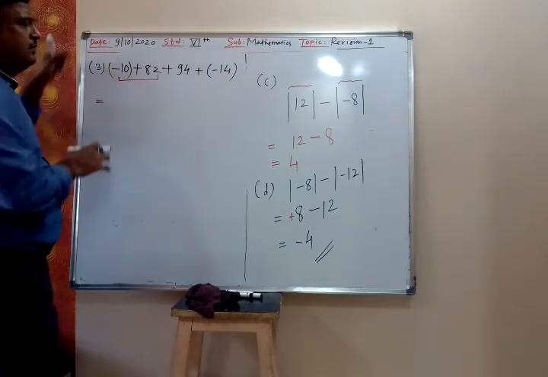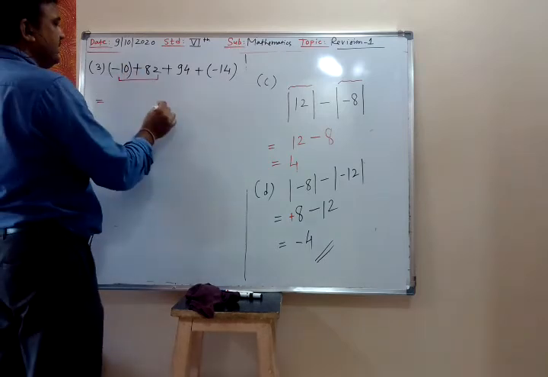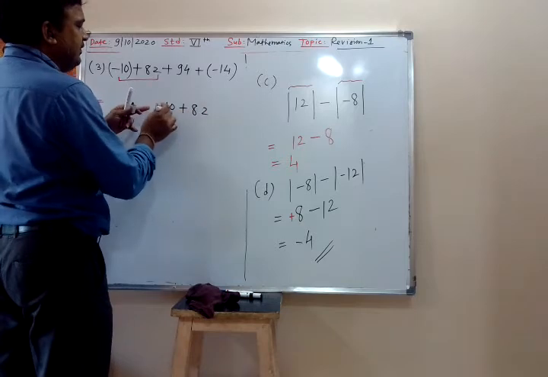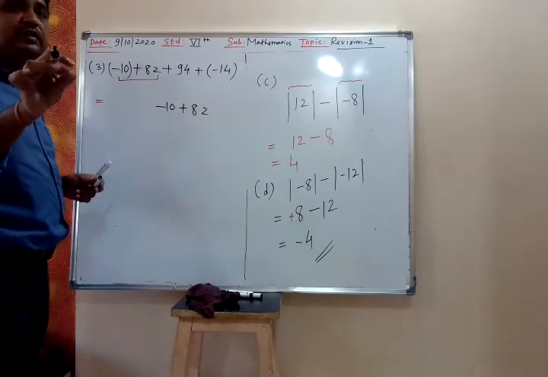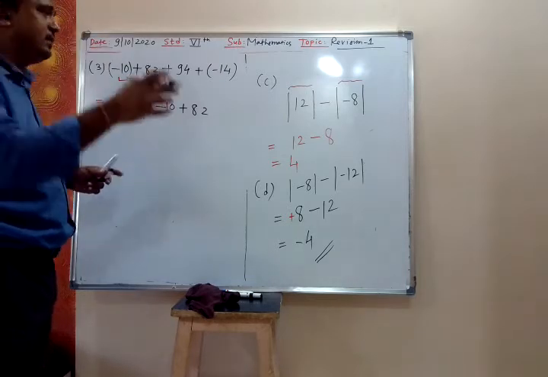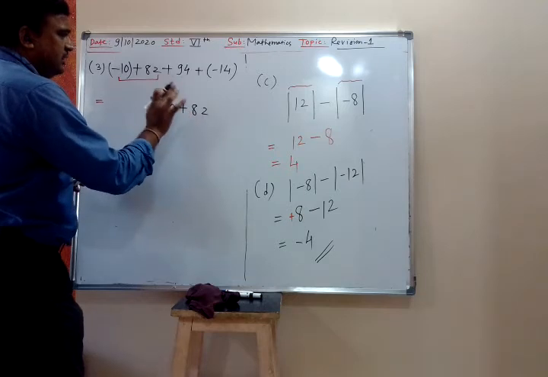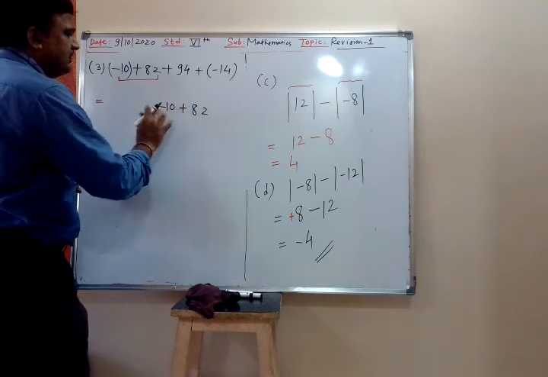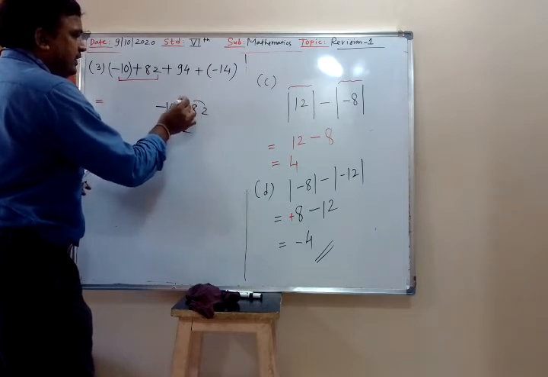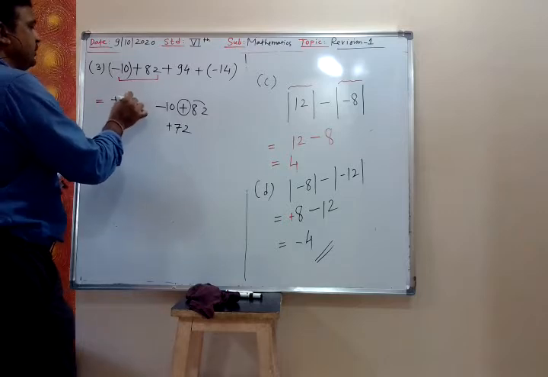What is the sign of 10? Minus. And what is the sign of 82? Plus. So minus and plus have opposite signs. Whenever they have opposite signs, you subtract the smaller number from the bigger number and take the sign of the bigger number. So 82 minus 10 is 72. Which number is bigger? 82. What is its sign? Plus. So you write plus 72.